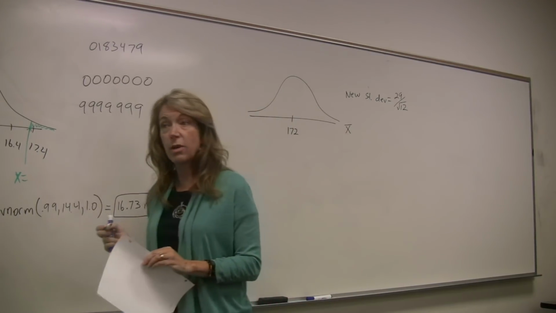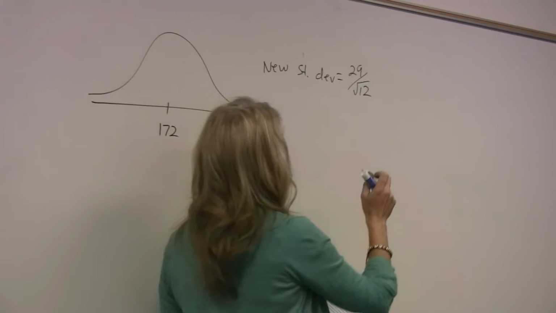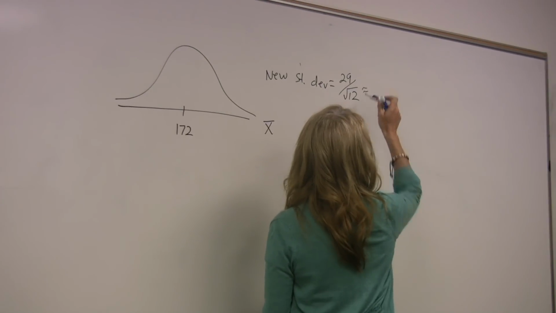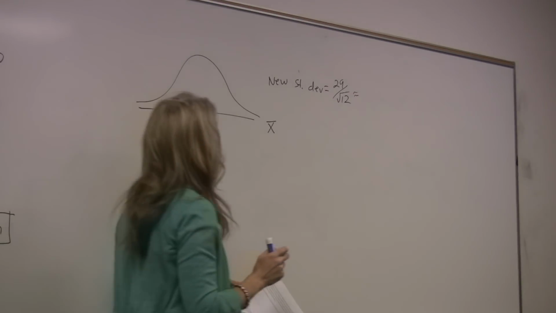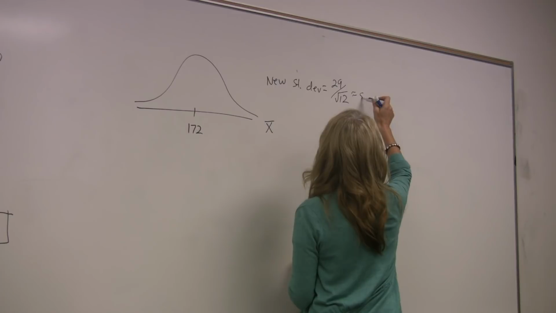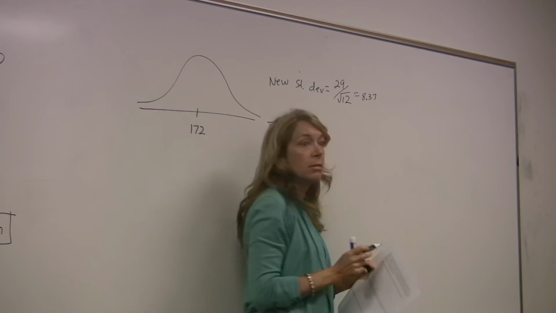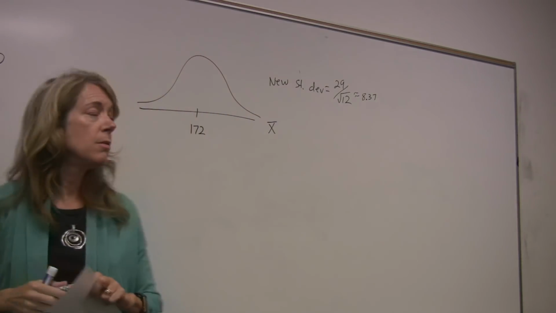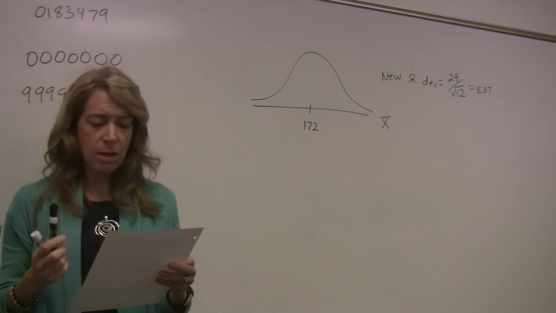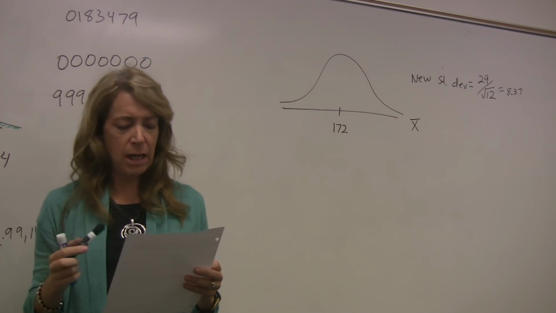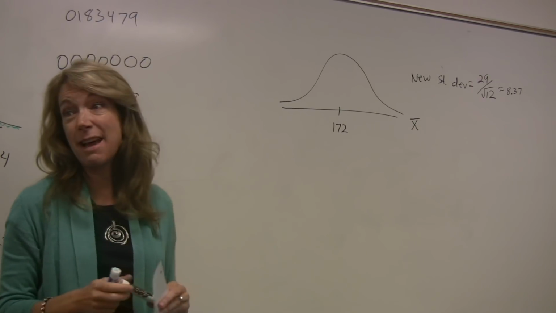Sigma over the square root of n. Not a nice number like last time. Someone help me out, give me a decimal here. 8.372. I'll say 8.37. Someone agree with Ariana? Yep. Okay, so I have that. I have my 172. The question is, what's the probability that these 12 men will have a mean greater than 167?